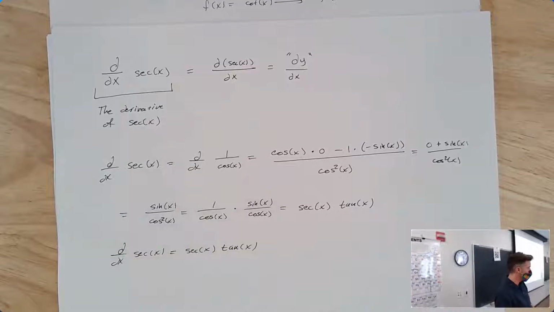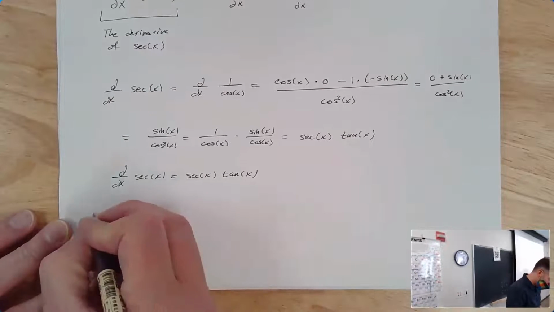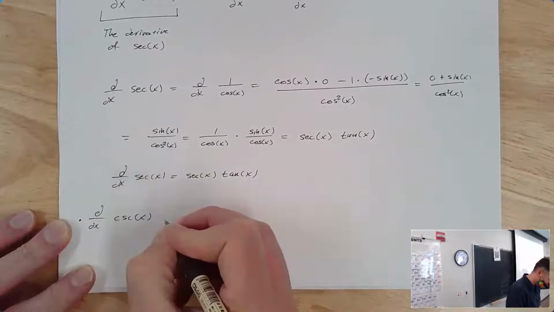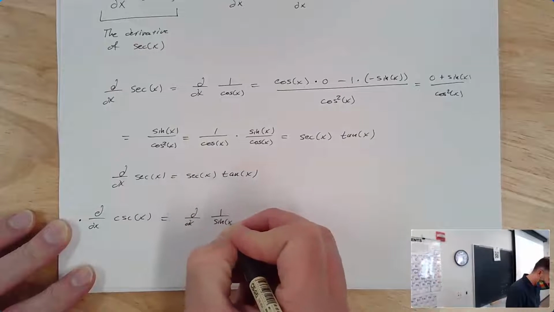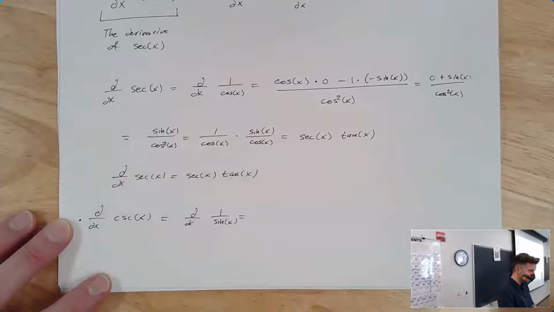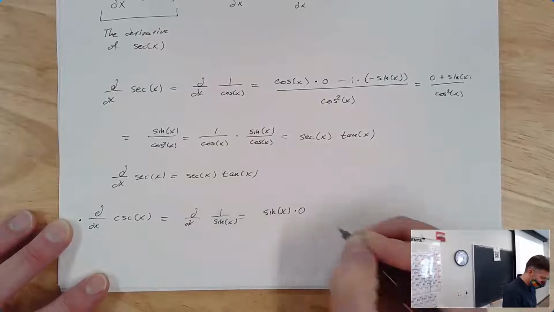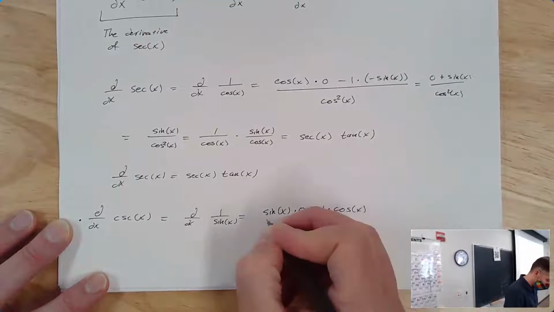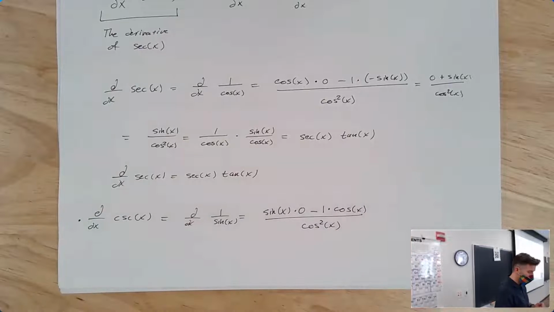And finally, the derivative of cosecant is very similar. The derivative of cosecant of x is going to be the derivative of 1 over sine of x. Again, the quotient rule. It's the bottom times the derivative of the top minus the top times the derivative of the bottom, which is going to be cosine of x, all divided by the denominator squared, which is, oops, not cosine squared. Sorry, that should be sine squared.